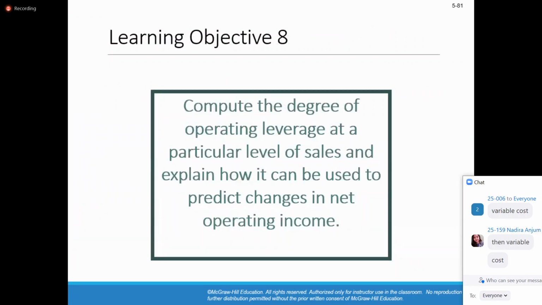So what can we do? We can apply what we just have learned to see whether we can determine the operating leverage for a particular level of sales, and how we can use the operating leverage concept to expect what the changes in the net operating income will be. Before exploring the concept, let me ask you whether, when a business has a higher fixed cost, it has higher operating leverage or lower operating leverage.